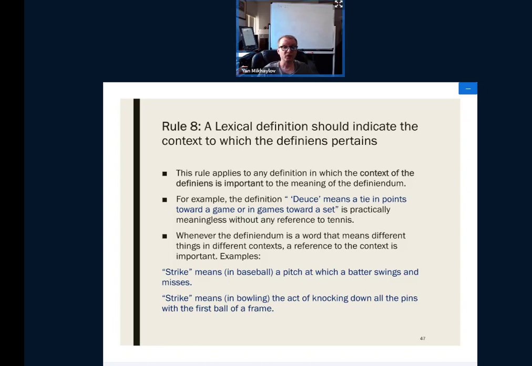And finally, a lexical definition should indicate the context to which the definiens pertains. Sometimes it is important. If you say something like deuce means a tie in points towards a game, or in games towards a set, what are you talking about? You should indicate that it is tennis. So strike could be different things in different contexts. You should always indicate something like strike means in baseball, a pitch at which a batter swings and misses. Strike means in bowling, the act of knocking down all the pins with the first ball of a frame.